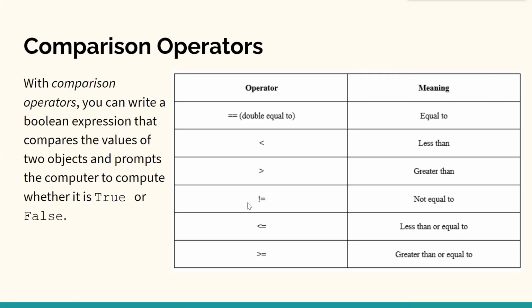And also here, this is how we represent the not equal to sign in the computer. And for the last two, the less than or equal to sign and the greater than or equal to sign, they're almost identical to the actual mathematical symbols in reality. You just need to make sure that the single equal sign is always at the end. And by using these comparison operators, we can prompt the computer to compute whether it's true or false. And you will see some examples in the next slide.